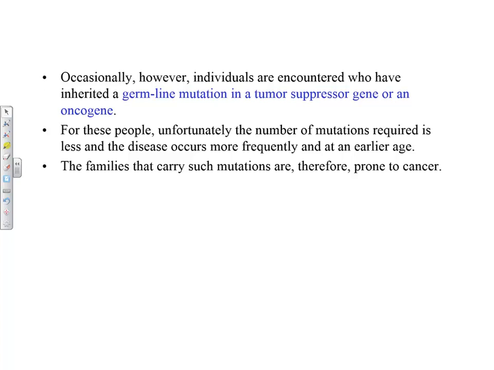Occasionally, however, individuals are encountered who have inherited a germline mutation in a tumor suppressor gene or an oncogene, right? They got it from their parents. For these people, unfortunately, the number of mutations that is required is less, right, to get cancer? And the disease occurs more frequently and at an earlier age. And the families that carry such mutations are therefore prone to cancer.